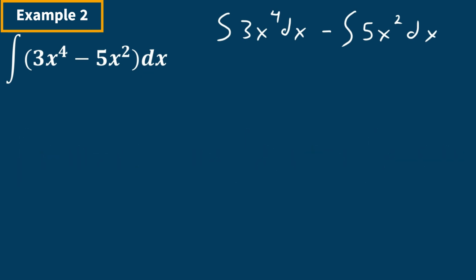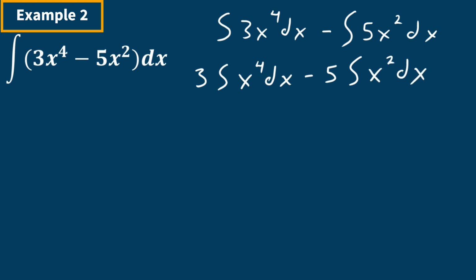Now we can go ahead and use the constant multiple rule, where we can pull out the constants to the front. Doing that, what we'll have is 3 integral x to the fourth dx minus 5 integral x squared dx. From here, we can go ahead and use our power rule. Let's start with the first term. We have 3 times x to the 4 plus 1. All we do is add 1 to the exponent, and then that number is also going to be on the denominator.